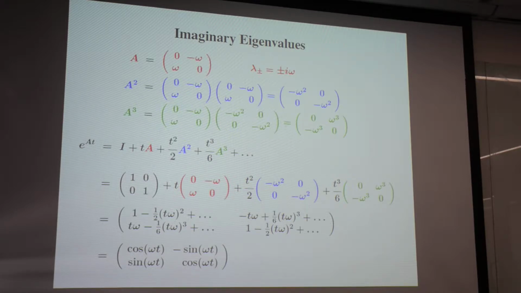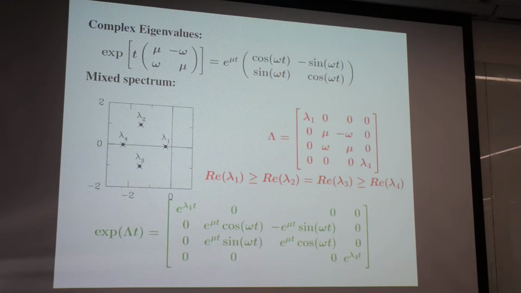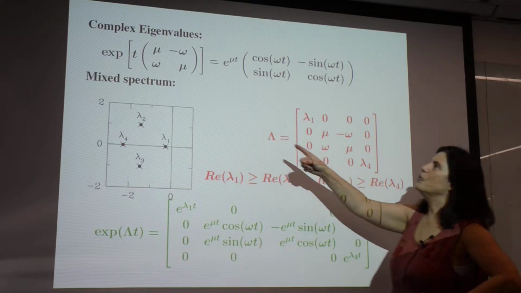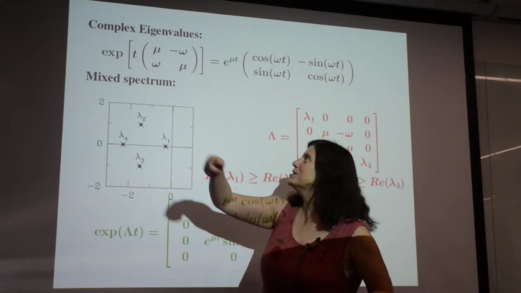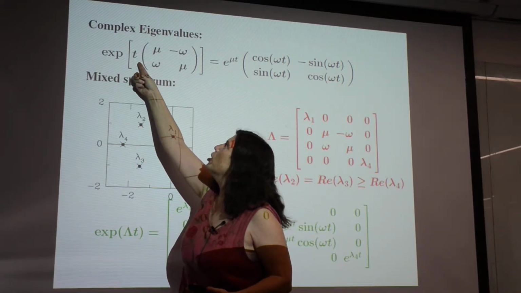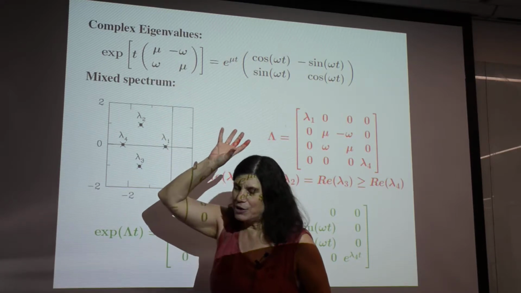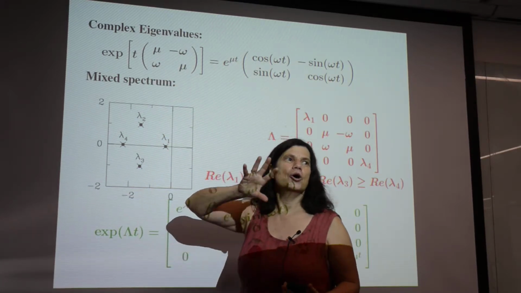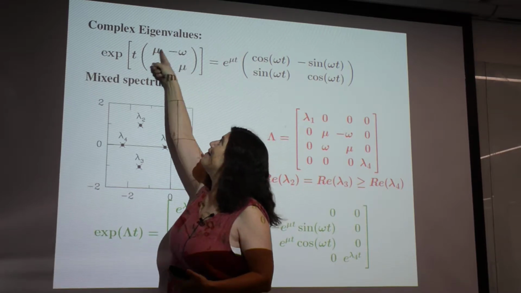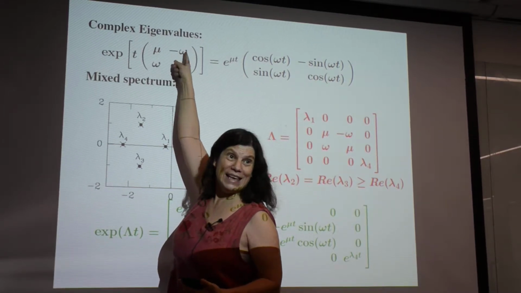Now, of course, eigenvalues are not merely real or imaginary, they're going to be complex. So what do we get then? If you do the same kind of thing that we just did, you would see that the exponential of a matrix with complex eigenvalues will have blocks that look like this, with minus omega, omega.